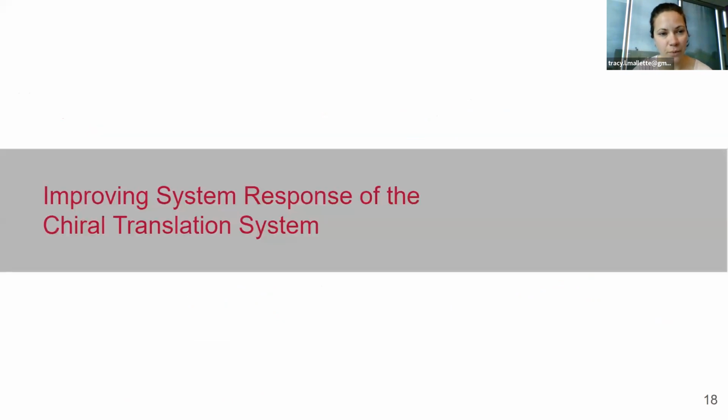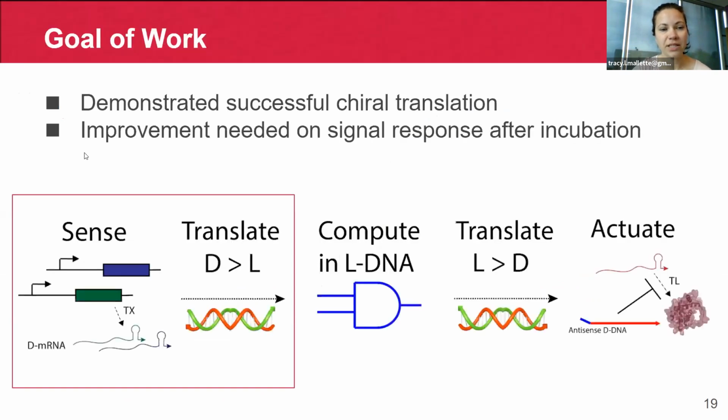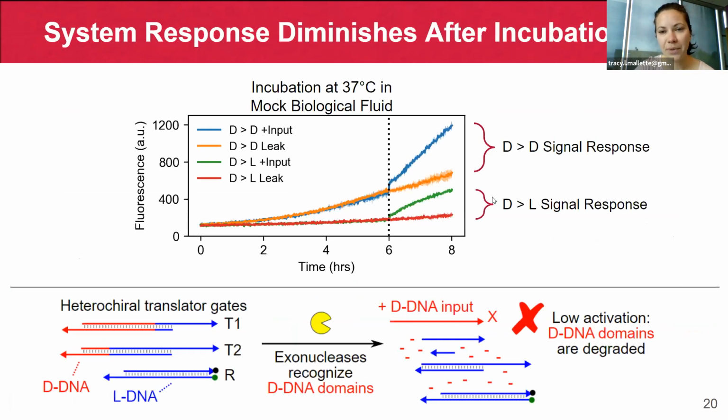But what we really noted and what we wanted to do was improve the system response of the chiral translation system. So anything that's going to be sensing endogenous inputs needs to be very sensitive, because these usually occur at pretty low copy numbers in the cell. So after we demonstrated the successful chiral translation, we wanted to be able to improve that signal response. And what we thought was happening for this diminished response was, well, we're going from D to L, and so we're robust against nucleases in the downstream, but the upstream part of the circuit is not protected. And so when nucleases degrade it, now there's no longer anything that can recognize that input.